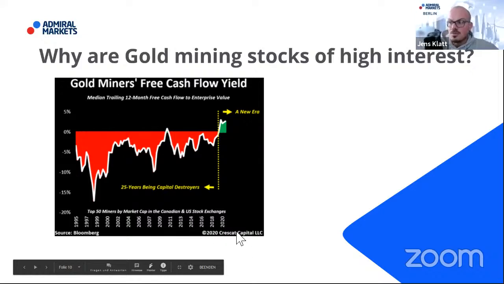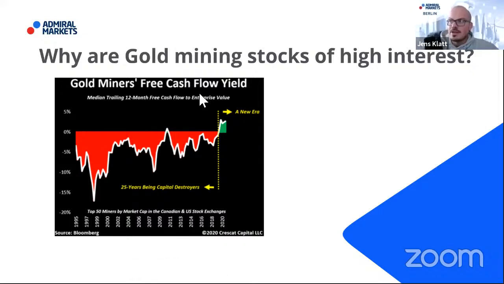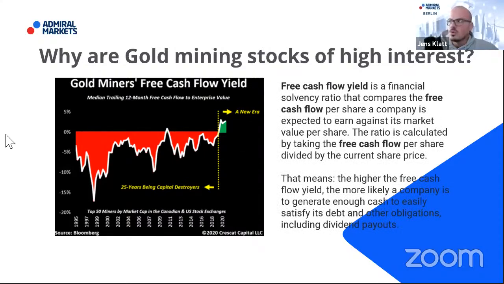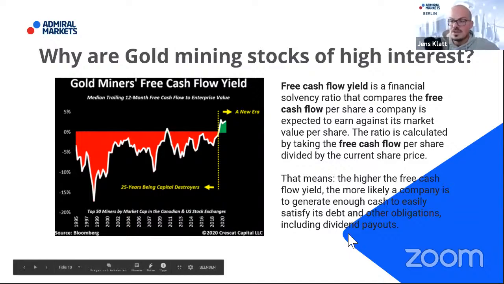So this chart here from Prescott is showing you gold miners' free cash flow yield. Just to explain what this is, what is free cash flow yield? It's a financial solvency ratio that compares the free cash flow per share a company is expected to earn against its market value per share. So the ratio is calculated by taking the free cash flow per share divided by the current share price. That means that the higher the free cash flow yield, the more likely a company is to generate enough cash to easily satisfy its debt and other obligations, including dividend payouts.